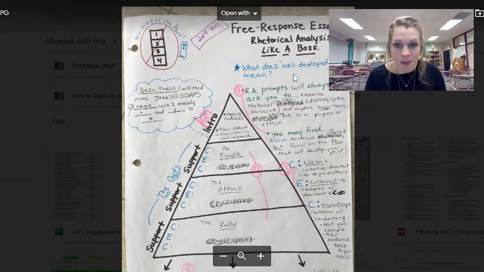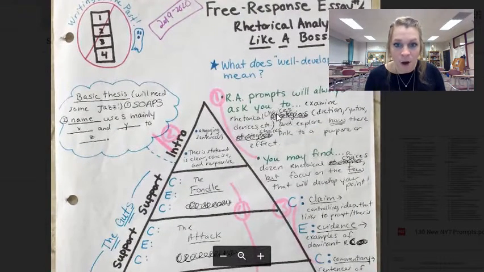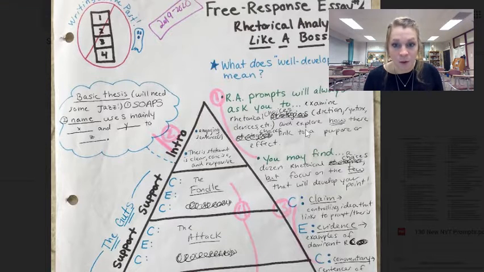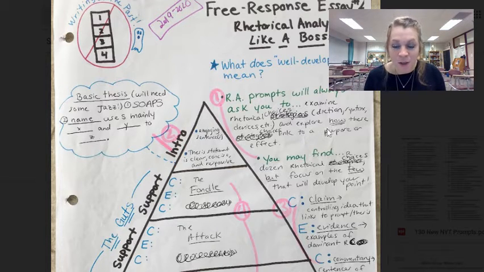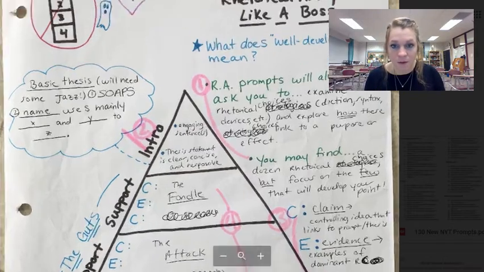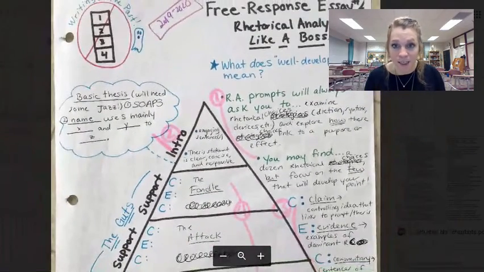What does well-developed mean? First, RA prompts will always ask you to examine rhetorical choices such as diction, syntax, any kind of device, etc., and explore how these choices link to a purpose or effect. The really important part here is that you are exploring how these choices link to a purpose. So you have to come up with that purpose, which you should already be doing in the SOAPSTone, and then you have to explain it in your essay. These choices that you pick are obviously going to be a part of your explanation.